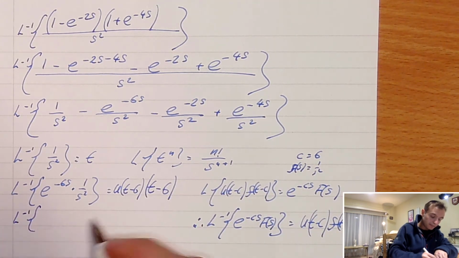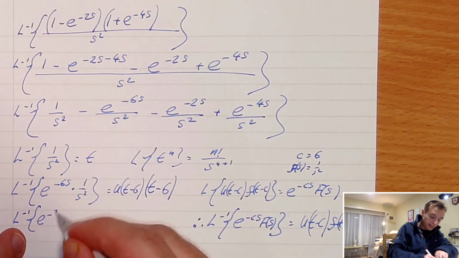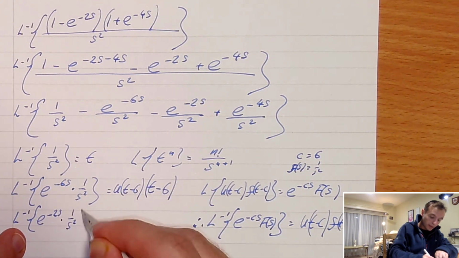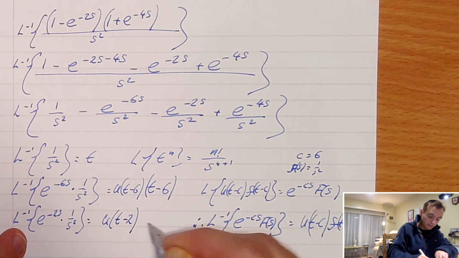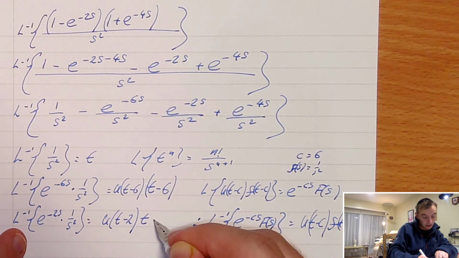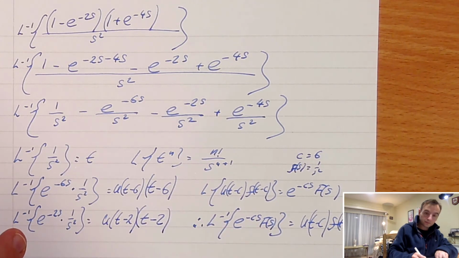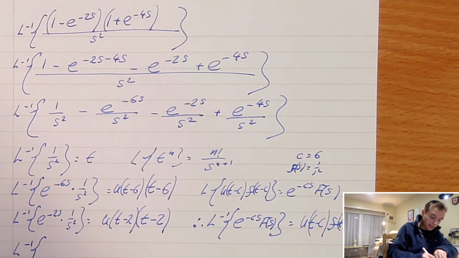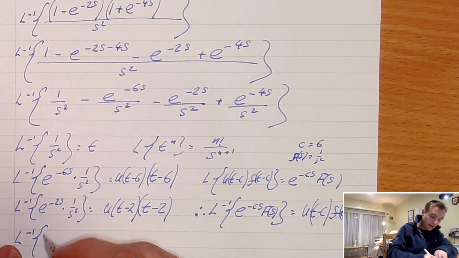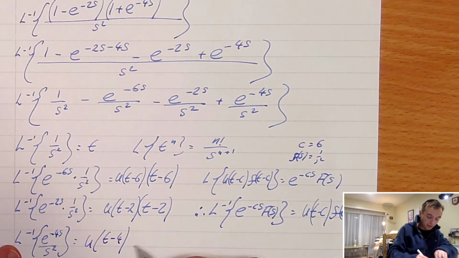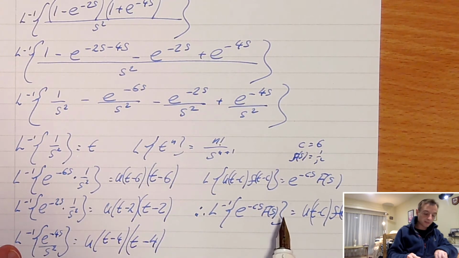Now let's do the next one. The inverse Laplace transform of e to the minus 2s times 1 on s squared is going to be equal to u(t minus 2) times (t minus 2). And the inverse Laplace transform of the final term, e to the minus 4s on s squared, is going to be equal to u(t minus 4) times (t minus 4), based on these principles.